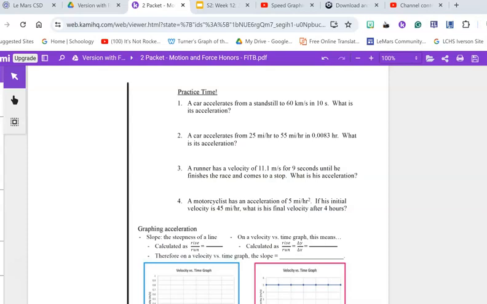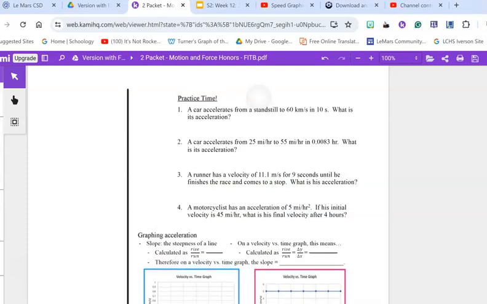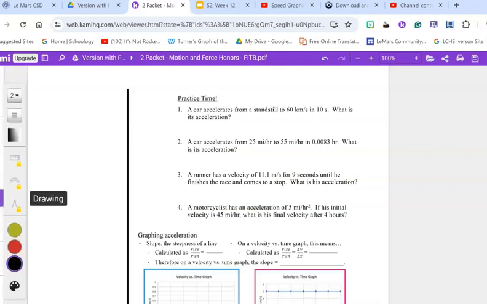So when I do these, I just do some underlining because really this is about reading and just making sure that you pick out all of the things that you need to know. All right, so in this first one, a car accelerates from standstill. How fast is standstill? I can't hear you. It's 0. So it's going to be 0 kilometers per second to 60 kilometers per second in 10 seconds. What's its acceleration? So they're asking the unknown, which is acceleration.